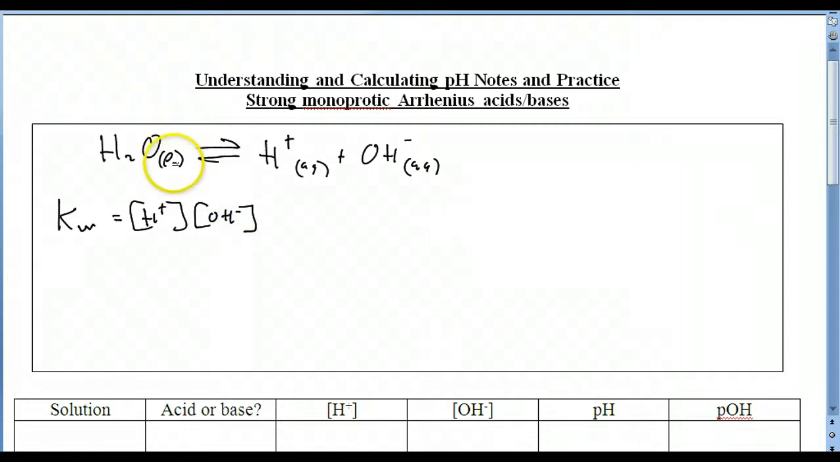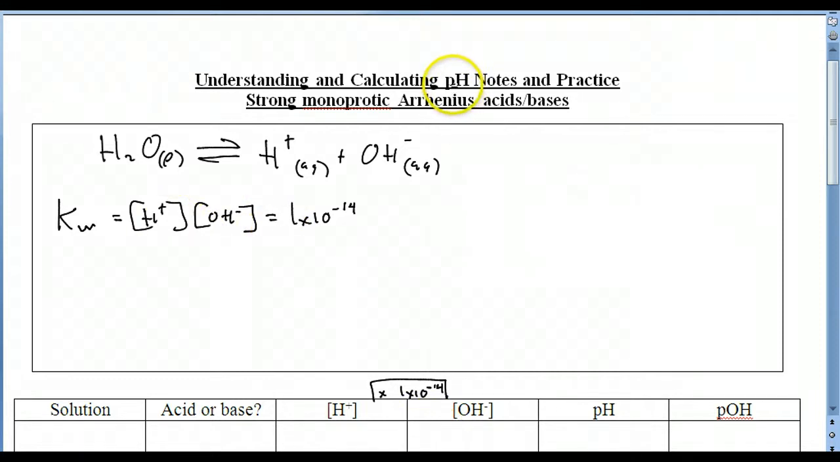Water is a liquid, so that doesn't go into the expression, and this value is 1 times 10 to the negative 14th. So no matter what we do, whether in terms of adding acid or base, this product will always equal 1 times 10 to the negative 14th. And so these two columns here will multiply up to 1 times 10 to the negative 14th. If I have one, I can solve for the other just by using this equation.